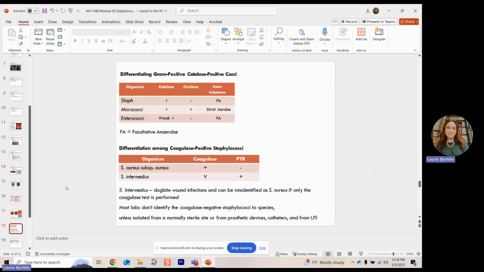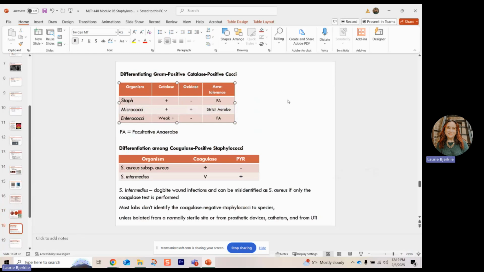All right, so differentiating gram-pos, catalase pos, cocci. So again, staph and micrococci are all catalase positive. Streps next week will be catalase negative. We will also learn more about Enterococcus next week. They tend to be a weak positive. We still group them more with the streps, but we will very much learn about Enterococcus next week. They can be a weak catalase positive, but Staph and Micrococcus, very much catalase positive.